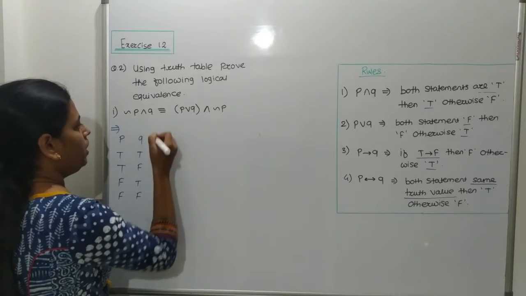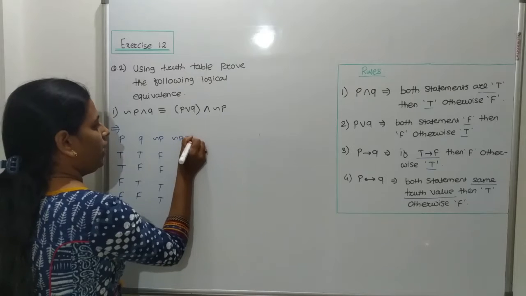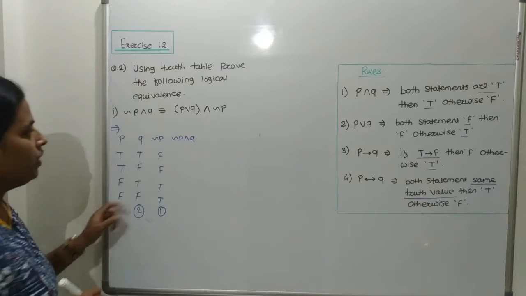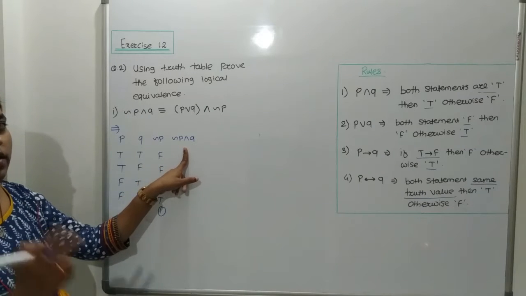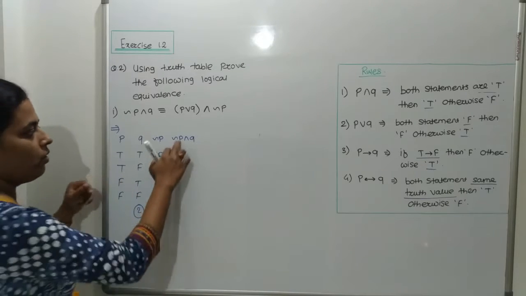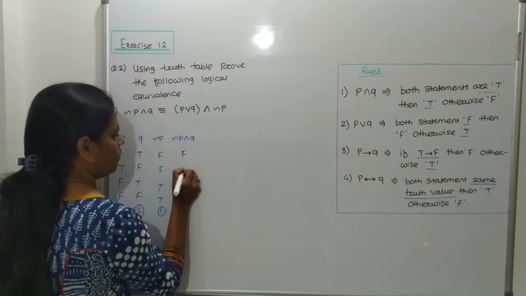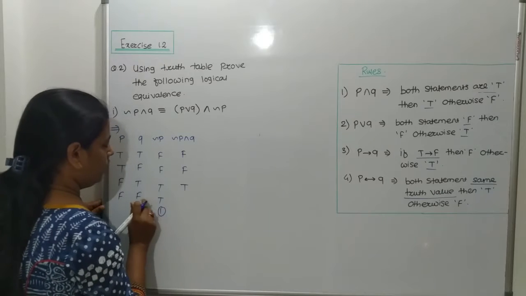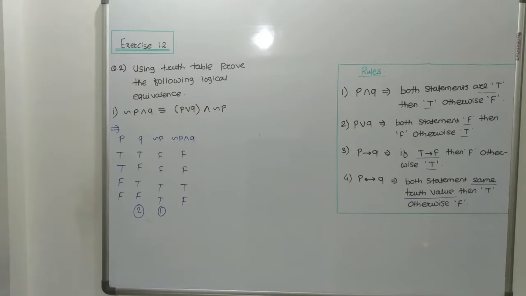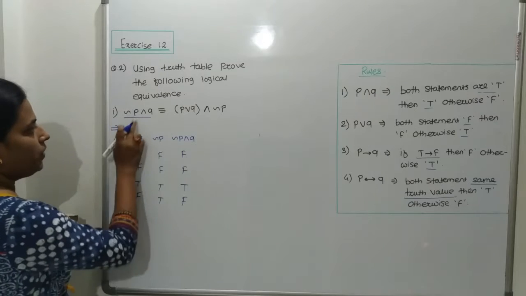Now we have to perform the AND operation, that means not P and Q. For this, we consider this column as the first and this one as the second. For AND, the condition is that if both statements are true, then and only then the logical connective is true. So here we get false, false, false, true, and false, wait, true, false. Clear? So this is the output of the first part. That means we have completed this part.